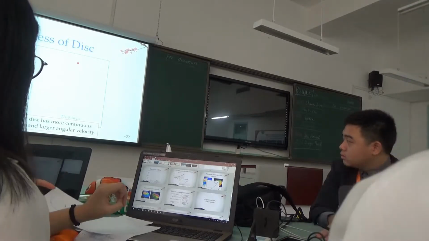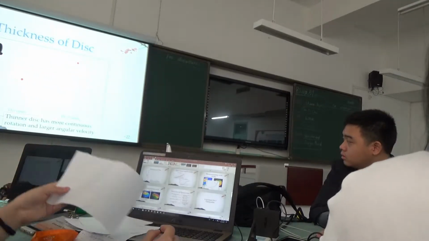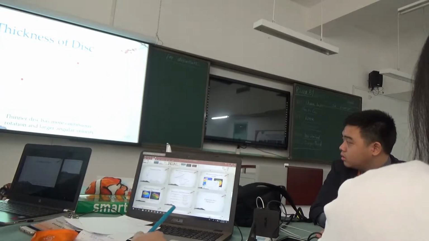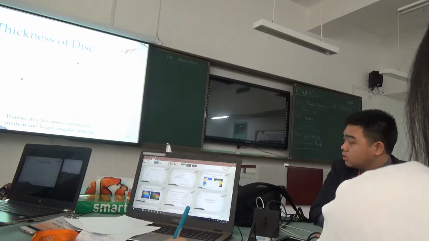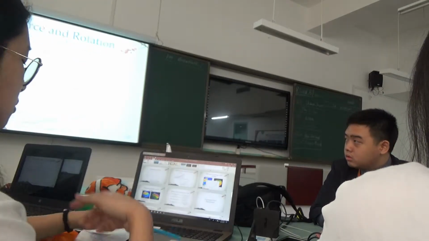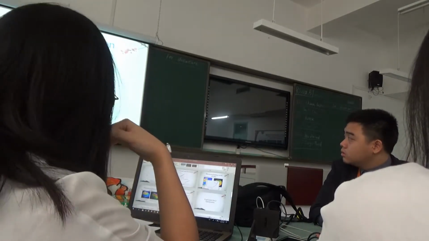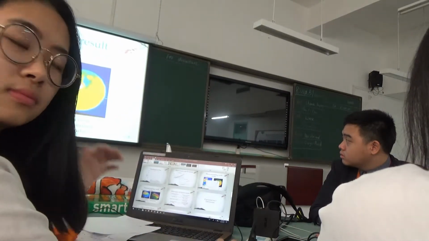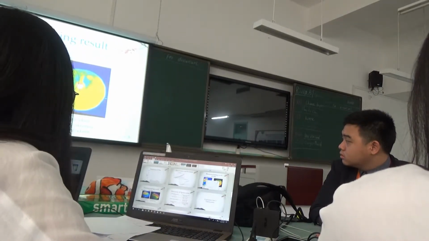Now with the different thicknesses of the disc, we can see that the thinner disc has a more continuous rotation. This would probably be because of the moment of inertia of the disc and also the thermal conductivity of the disc. Now with the different heat sources, we put a Bunsen burner instead of our alcohol burner, and we use a thermal scanner to scan this result.